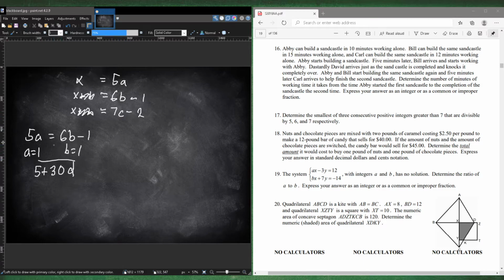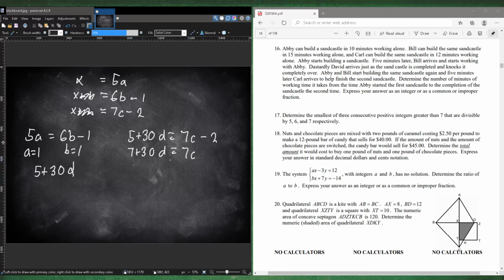Because this multiple works for these two equations, but we need all these three equations to work. So we need to set this one equal to this one, so then we have all of them to work. So 5 plus 30d equals 7c minus 2. So we're going to do the same thing again. So this is 7 plus 30d equals 7c. So what value of d will work to make c an integer?